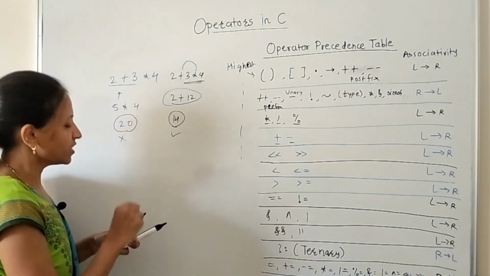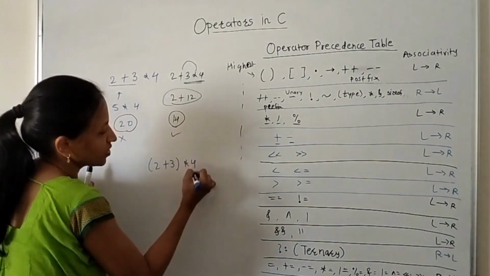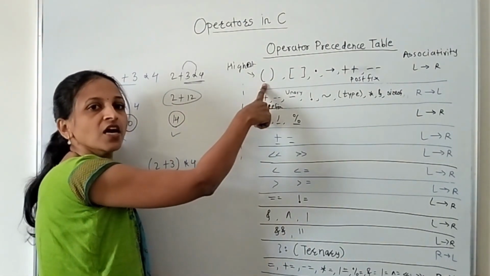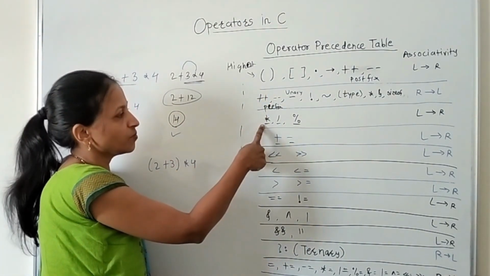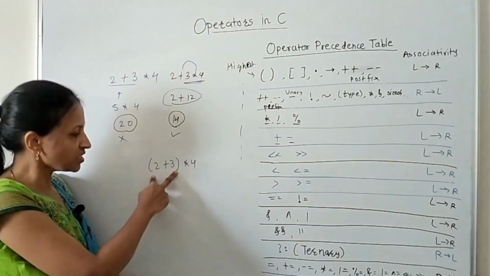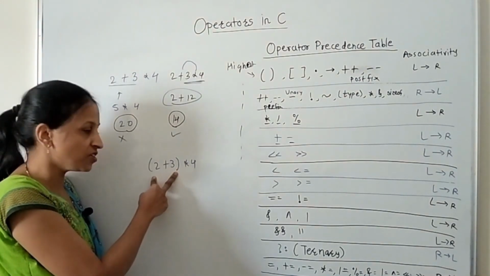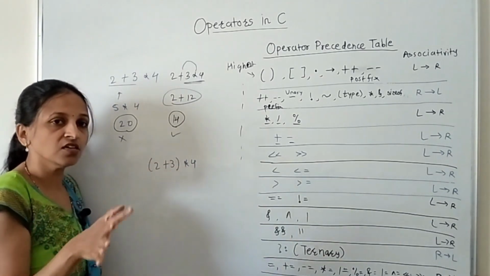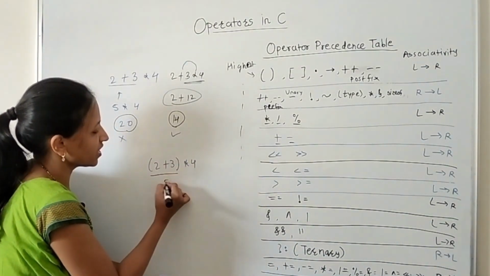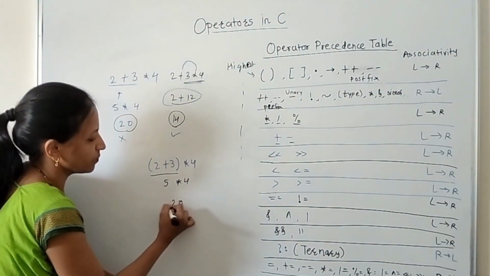Now suppose I write this expression in this way, like 2 plus 3 in parentheses and then into 4. Now which should get evaluated first? See, the parenthesis has higher priority than the multiplication and the plus. Okay, there are 3. That's why whatever is inside the parenthesis should get resolved first, and only then consider the other operators. First this will get resolved, that is 5, and then into 4 there is only one action, that is 20 will be the correct answer.